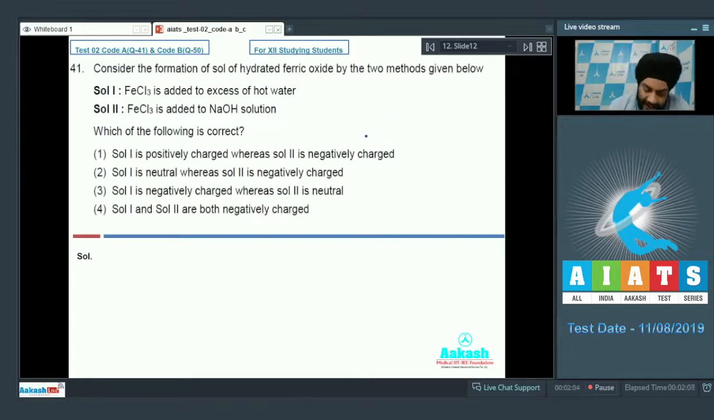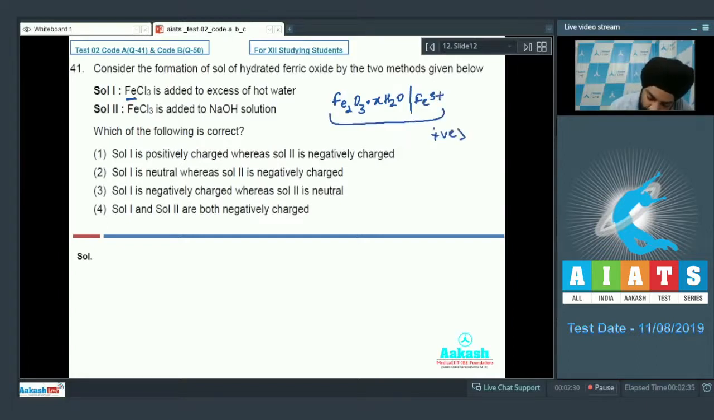So students, if you look at the first sol which is formed, the FeCl3 is added to excess of hot water. This will lead to the formation of hydrated ferric oxide, Fe2O3.XH2O. Now students, we know that the common ion which is present in excess shall be adsorbed. So in this case, the common ion present shall be Fe3+. So Fe3+ will get adsorbed on the sol particles, thus giving it a positive charge.